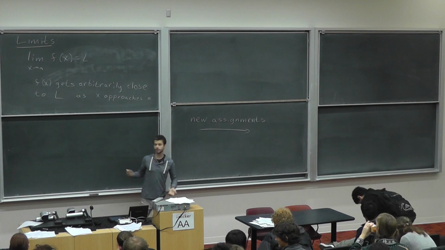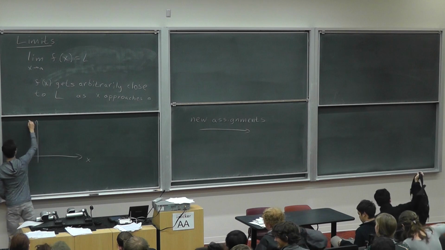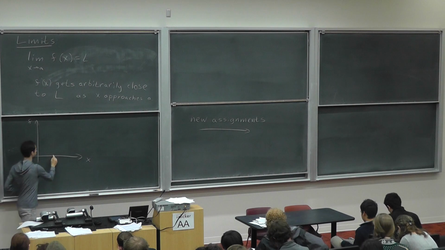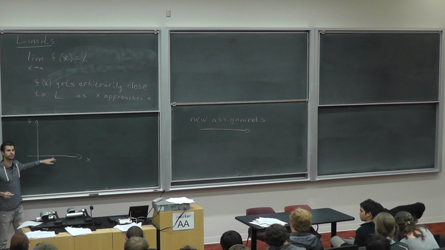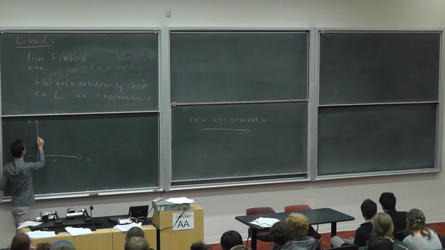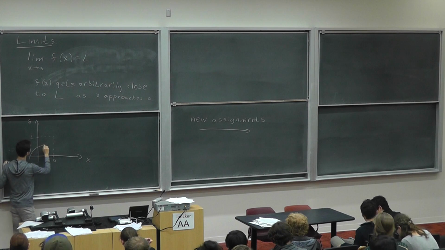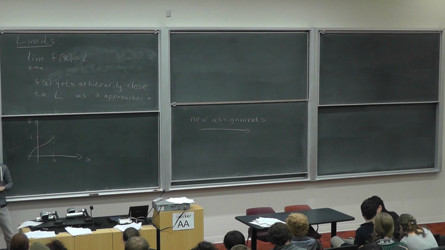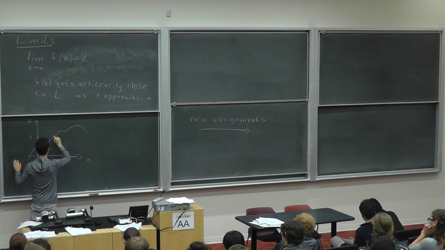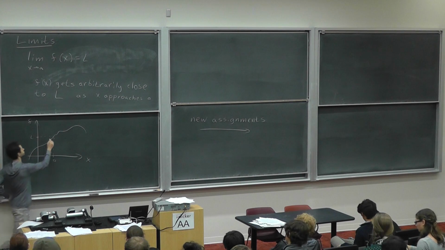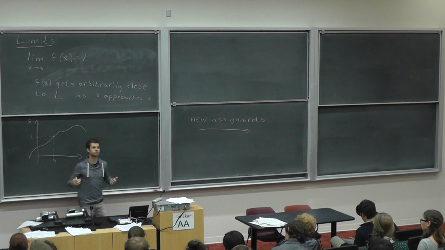And the picture may be something like this. You have a point A on your graph, and the function as the argument approaches this point A comes closer and closer to some value of L. Maybe something like this. And it also should approach the same value from the other side. Maybe something like this. So as x approaches A, the function approaches this value L from both sides.